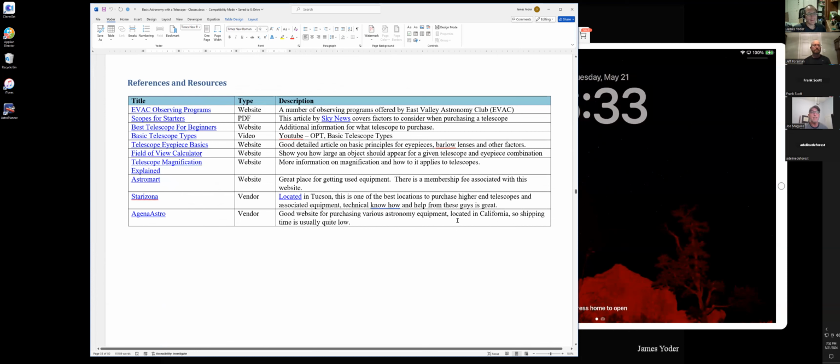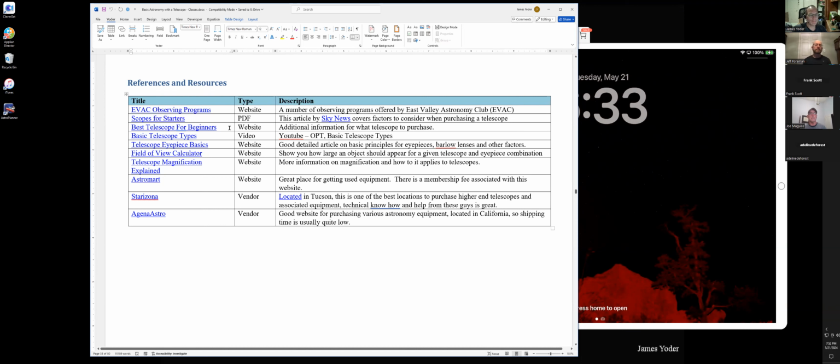All right. Then there's references and resources. So there's EVAC observing programs, which I think I pointed out before to you. If you are looking for deep sky, moon, multiple star systems, this is a great place to get a list of different ones. There's a good article about scopes for starters. I think we're all past that at this point. Everyone has a scope. If you were to go beyond that, this article probably wouldn't be applicable.